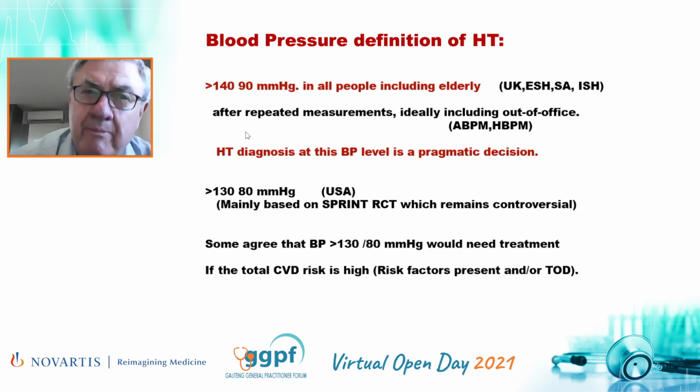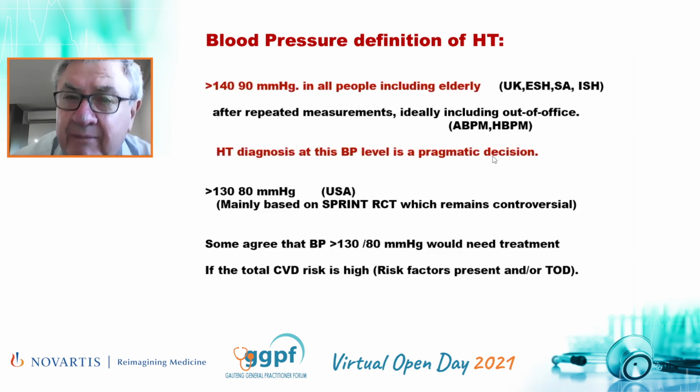The thing to remember is that this definition of hypertension at this blood pressure level is a pragmatic decision. And it's probably the best definition where the benefit of treatment will outweigh the side effects. The United States of America says no, hypertension is above 130/80. They based it on one huge trial, the SPRINT trial, which remains controversial until today.